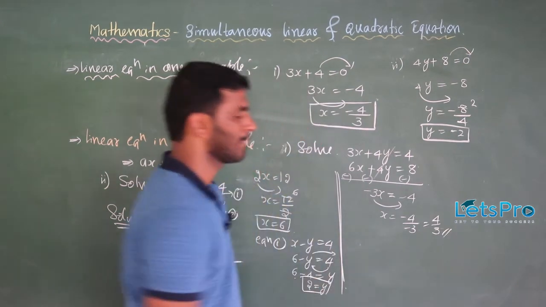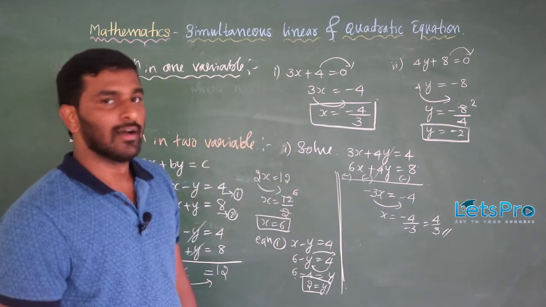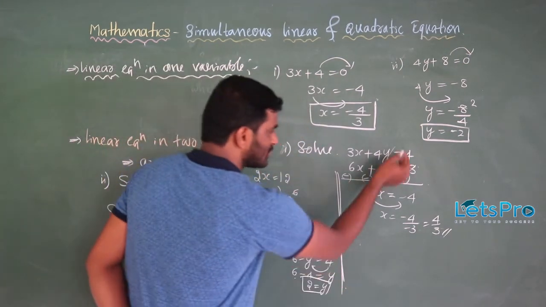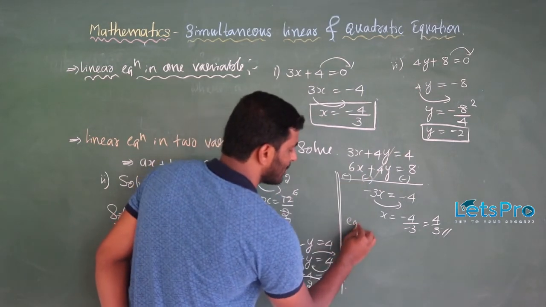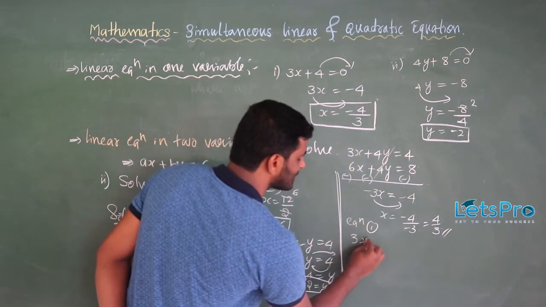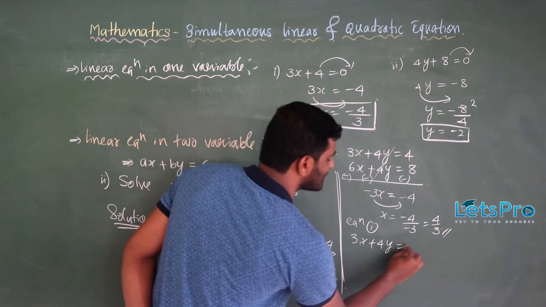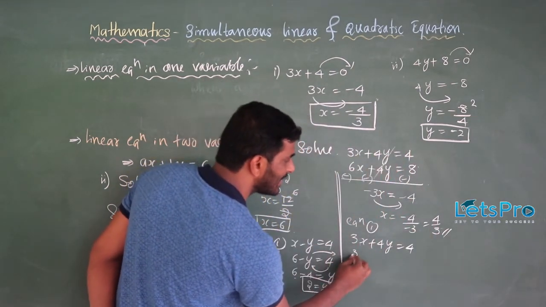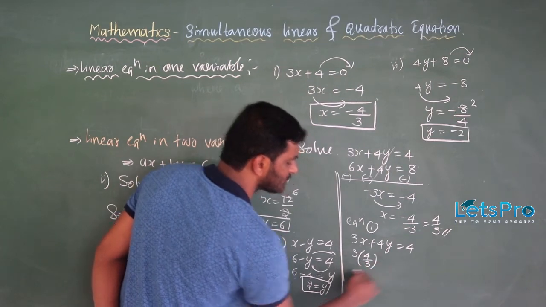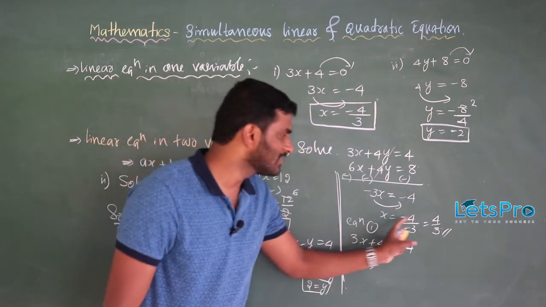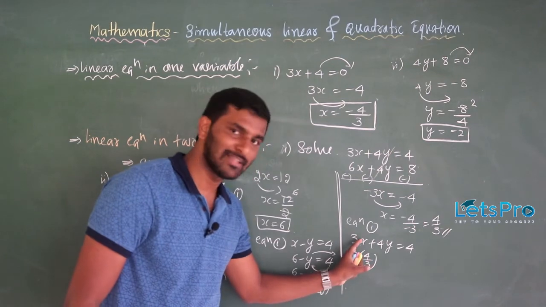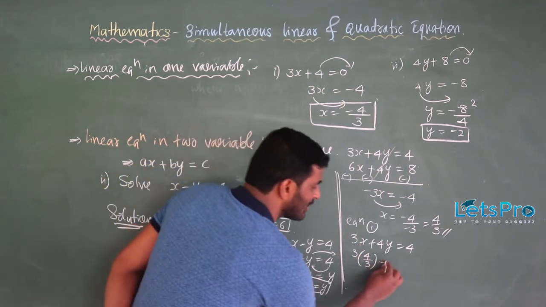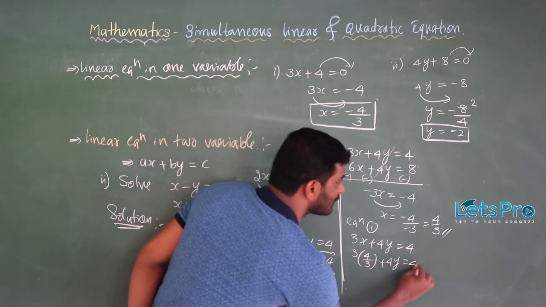4 divided by 3. Then how do you find the y value? Too simple. Choose any one equation. So equation 1 is 3x plus 4y is equal to 4. You just choose the first equation. Substitute the x value, which is 4 divided by 3, in place of x. Write down the 4y as it is, and that is equal to 4.